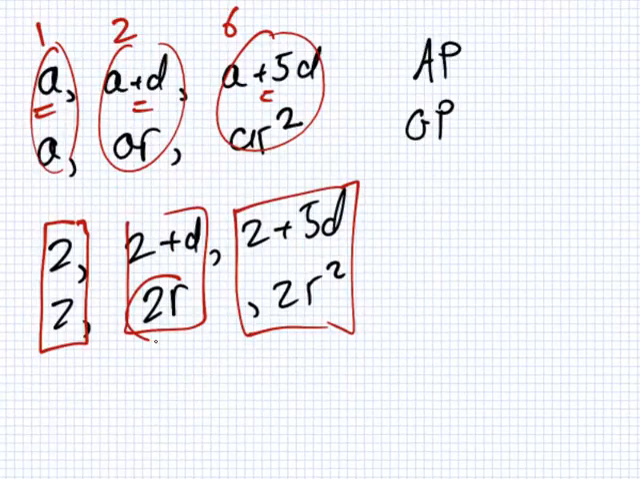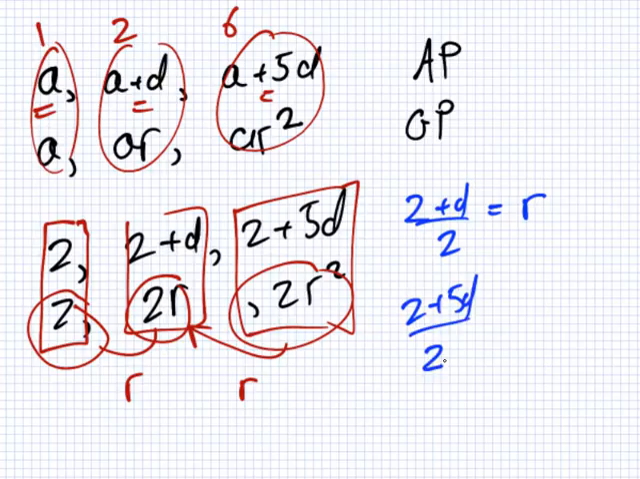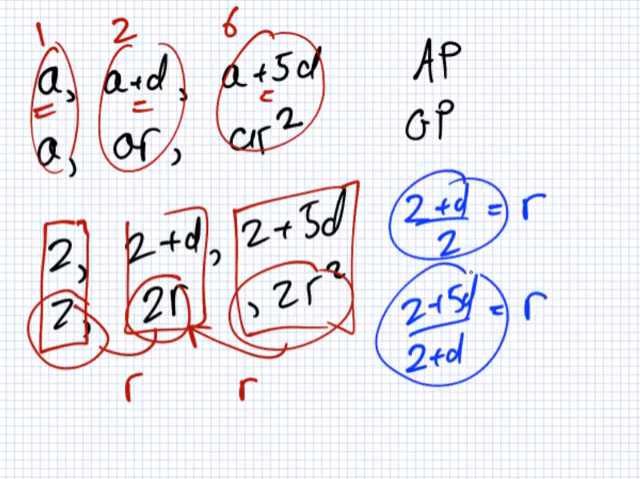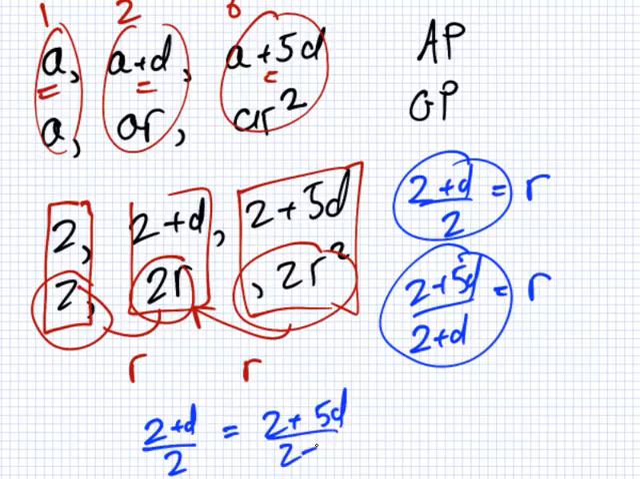What happens when you take 2r and divide it by 2? You get r. And if you take 2r squared and divide it by 2r, you get r. So, 2 plus d divided by 2 will equal r. And 2 plus 5d divided by 2 plus d will equal r. So that means these are equal. So 2 plus d over 2 equals 2 plus 5d over 2 plus d. Can we get d from this? Yeah, and when we get the d, can we get r? Yeah, so let's do that now.